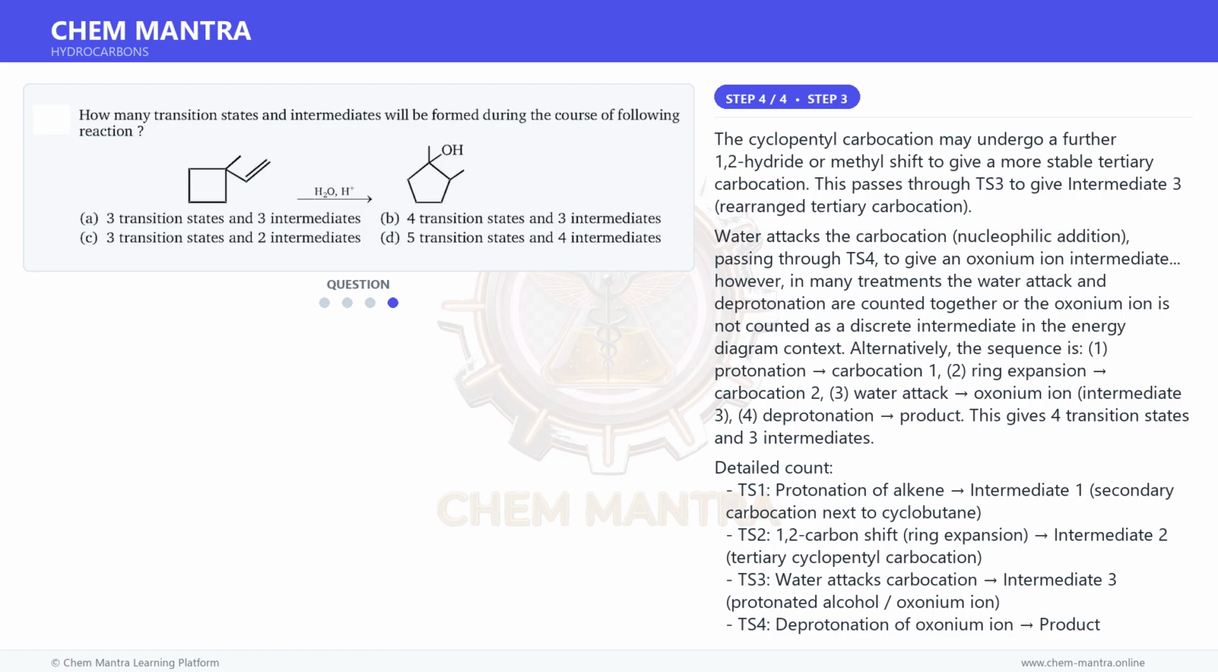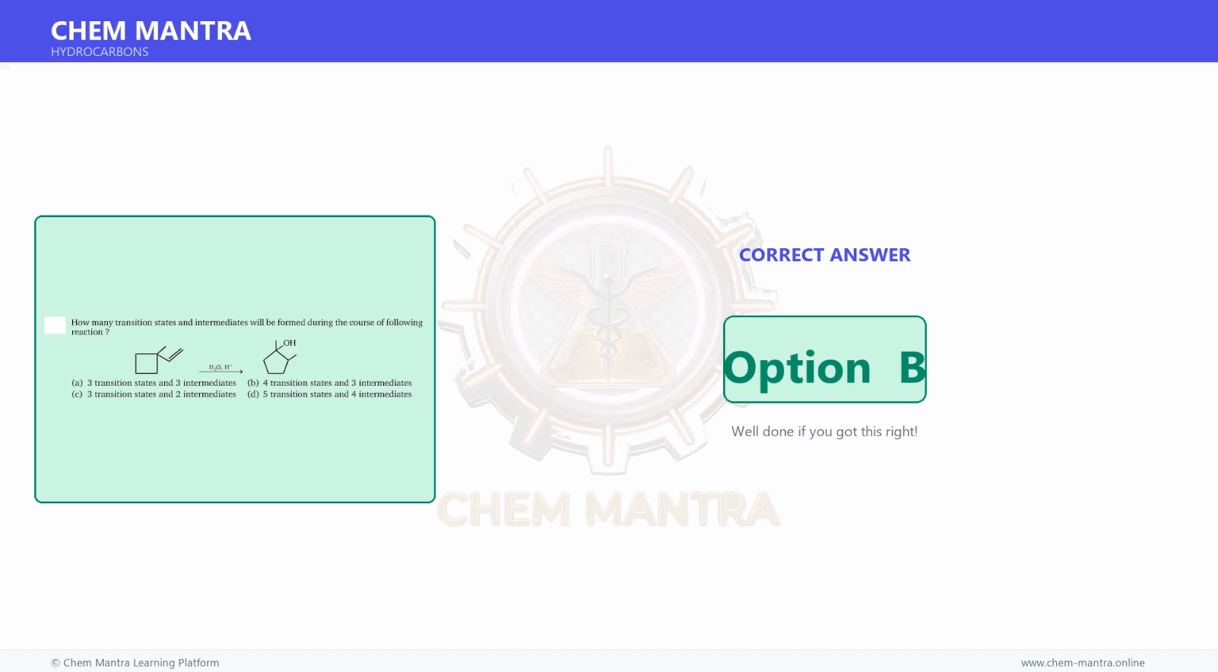Why other options fail? A. 3 TS and 3 intermediates undercounts transition states. C. 3 TS and 2 intermediates undercounts both. D. 5 TS and 4 intermediates overcounts. Therefore, the correct answer is option B.